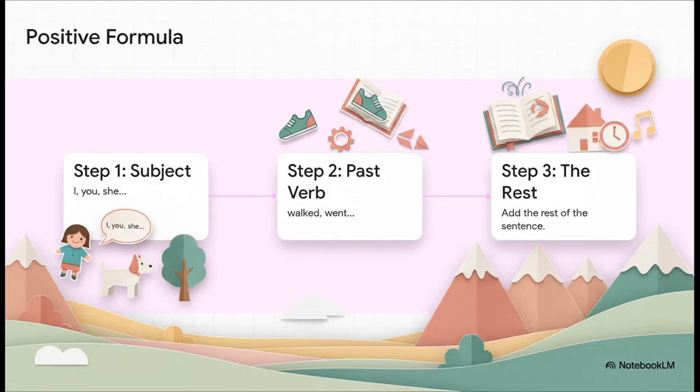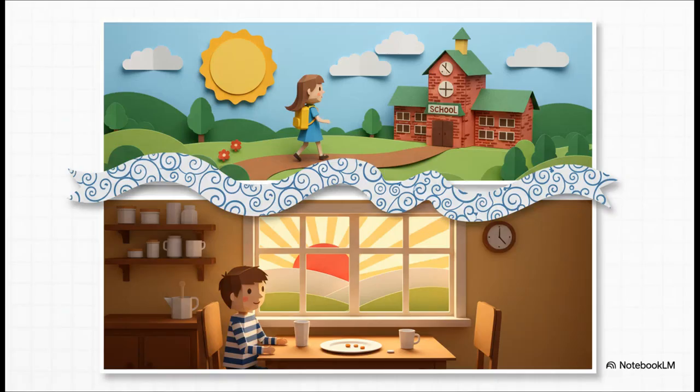You start with the subject, the person or thing doing the action. Then you just pop in your past tense verb, whether it's regular or one of those rebels. And finally, you add the rest of the sentence. Subject, verb, and then everything else. Let's see it in action.